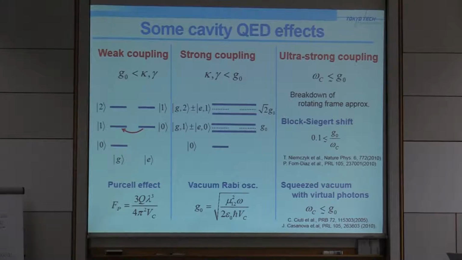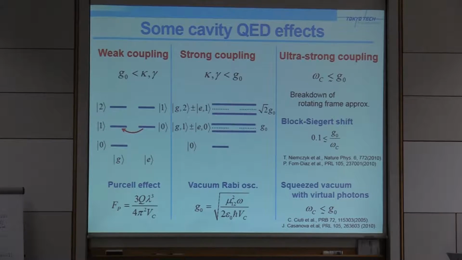in the system. Some people are interested in ultra-strong coupling regime, where the rotating wave approximation breaks down. And then the vacuum state, the ground state, previously unaffected, starts to interact with finite photon state. So therefore, you'd expect some non-trivial vacuum state with virtual photons.